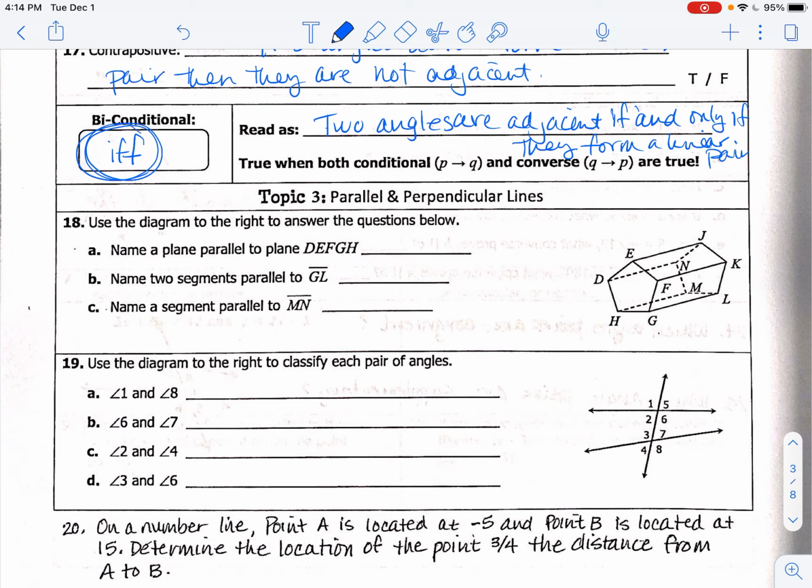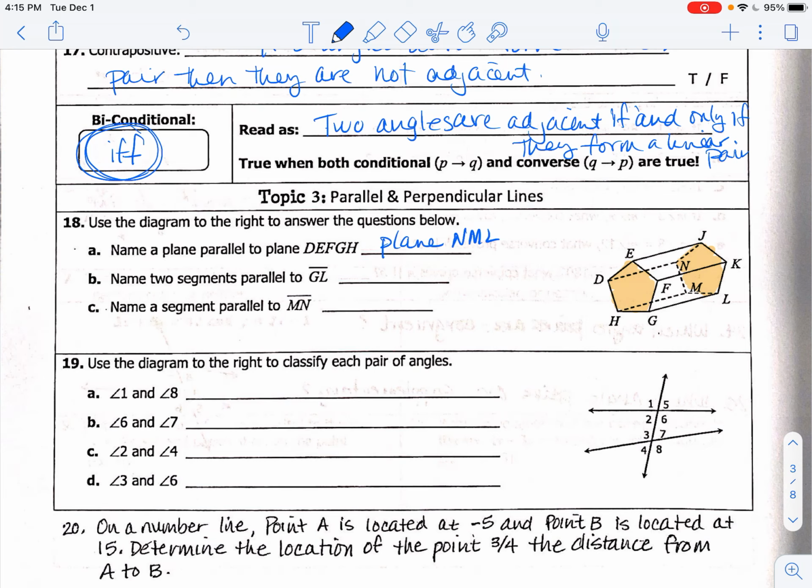Number 18, use the diagram to the right to answer the questions below. Okay, name a plane parallel to plane DEFGH. Okay, well that's this base on my prism, and parallel would be this base on the other side. Planes are named with 3 letters. So how about NML? That's one way we can name it. Any combination of 3 letters on the back plane would be fine.